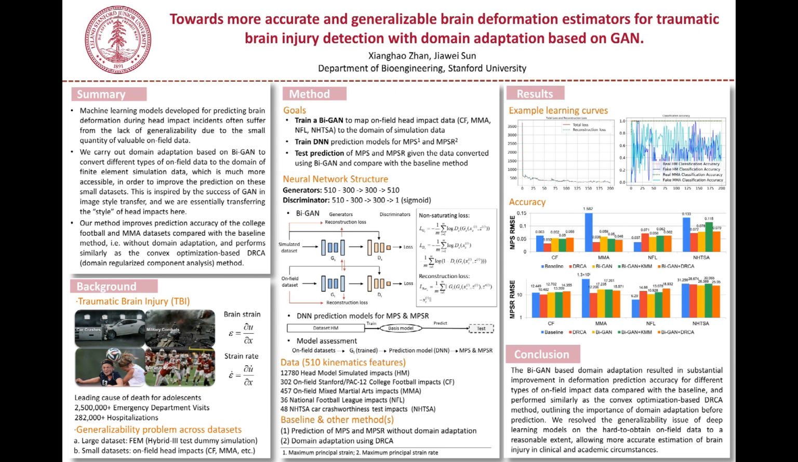To sum up, the bi-GAN-based domain adaptation resulted in substantial improvement in deformation prediction accuracy for different types of on-field impact data compared with the baseline and performed similarly to the convex optimization-based DRCA method, outlining the importance of domain adaptation before predicting the MPS and MPSR. We resolved the generalizability issue of deep learning models on the hard-to-obtain on-field data to a reasonable extent, allowing for more accurate estimation of brain injury in clinical and academic circumstances.